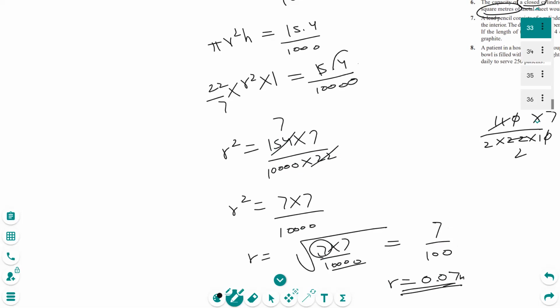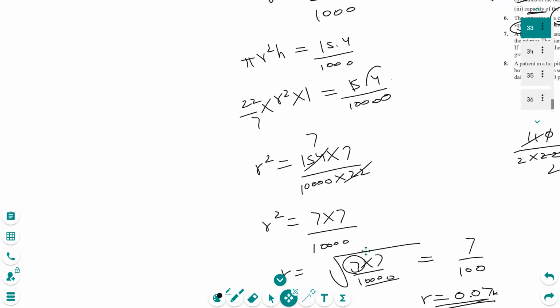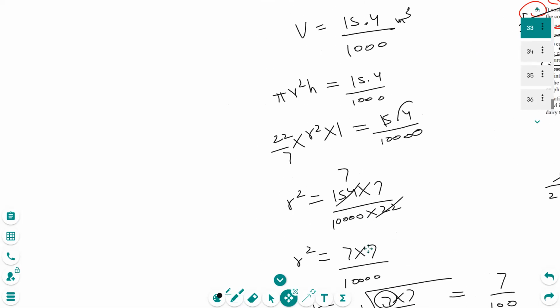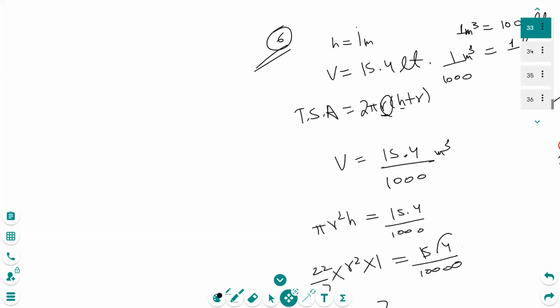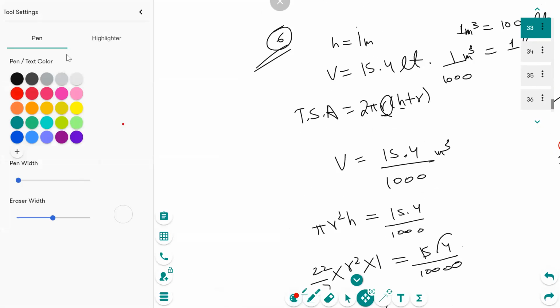Yes, everyone comfortable? Yes sir. Good. Easy one, right? Easy one. Now let's find my total surface area.